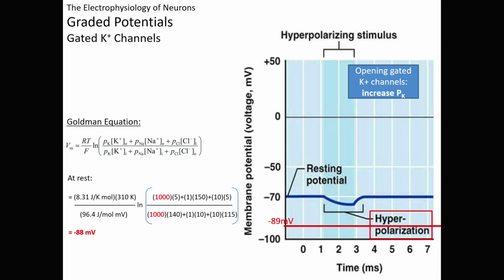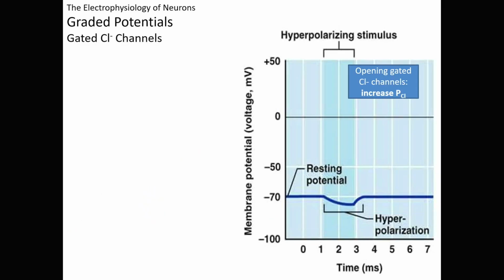So yeah, the idea here is that we've opened up this gated potassium channel and the membrane potential has moved towards the equilibrium potential for potassium, right? Because we're giving potassium a greater say now in what that membrane potential is because we have increased its permeability.